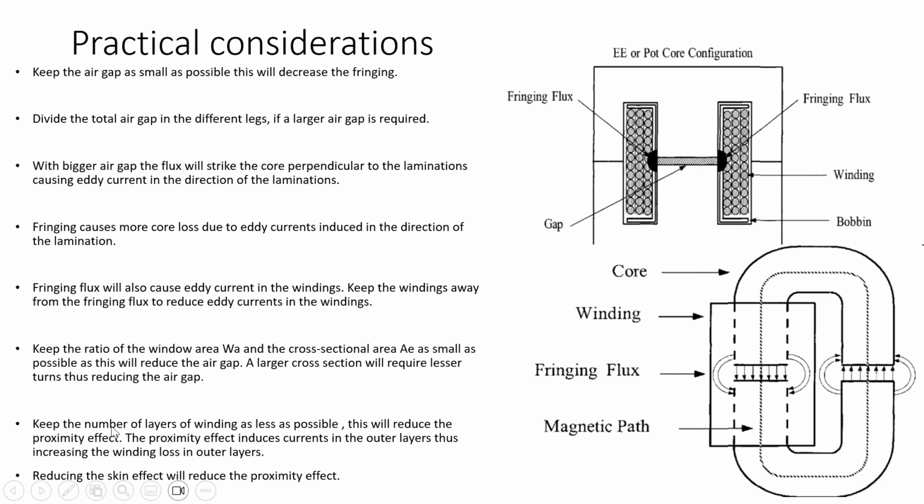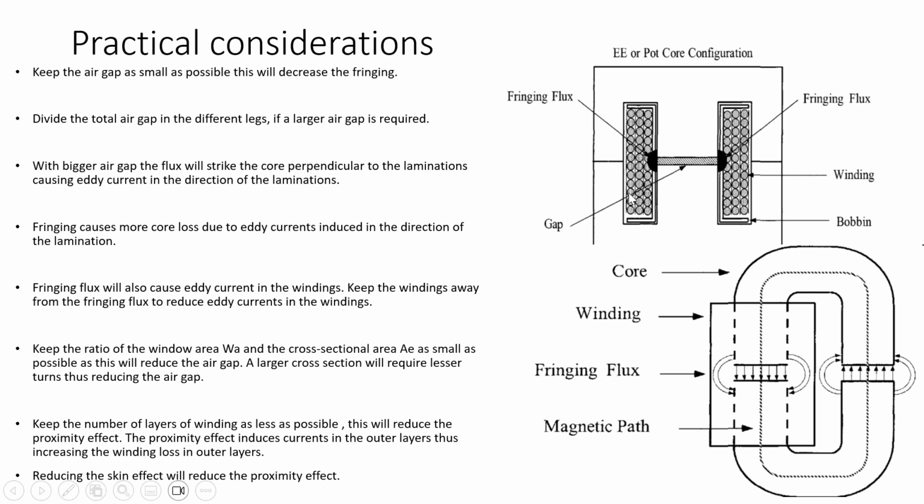The other point is to keep the number of layers of winding as few as possible. Here we have 3 layers. Usually it is good to have only 2 layers, because the outer layers will have induced current due to the inner layers, and this effect is called the proximity effect. So there will be extra current flowing in these outer layers due to the induction phenomena from the inner layers, and this will cause heating of the outer layers.